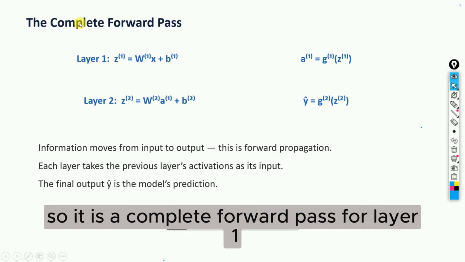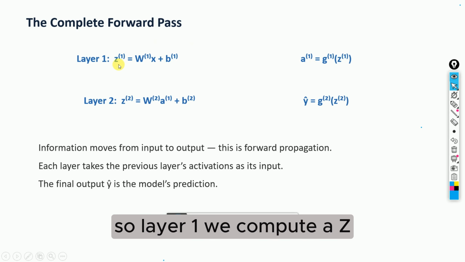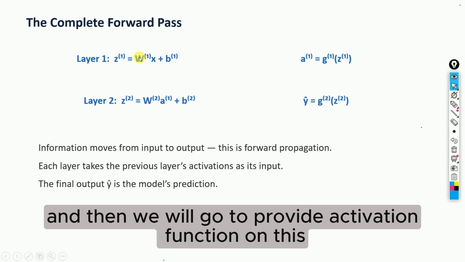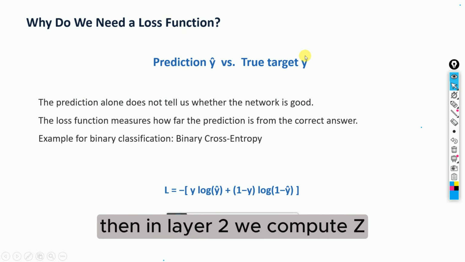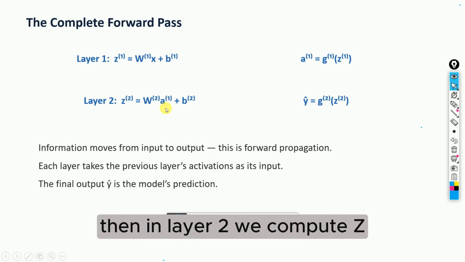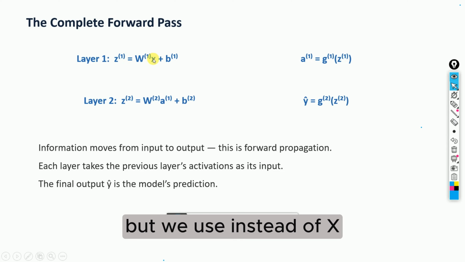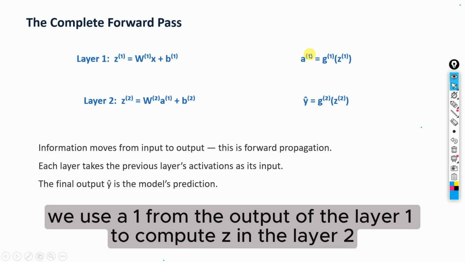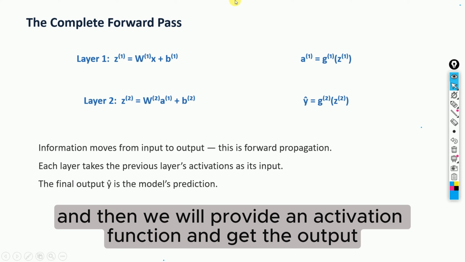So here is a complete forward pass. In layer 1 we compute z, we call it z1, and then we apply the activation function on this. Then in layer 2 we compute z, but instead of x, we use a1, the output of layer 1, to compute z in layer 2, and then we apply an activation function and get the output.